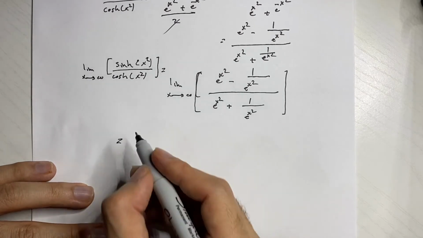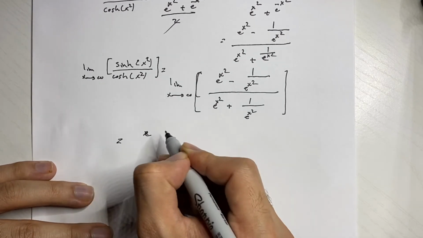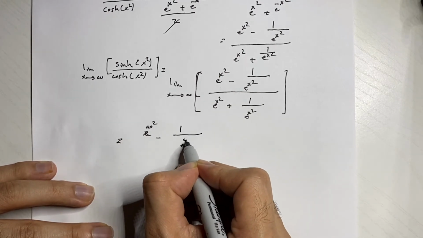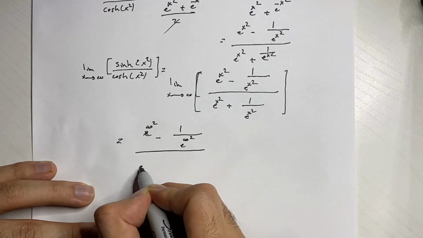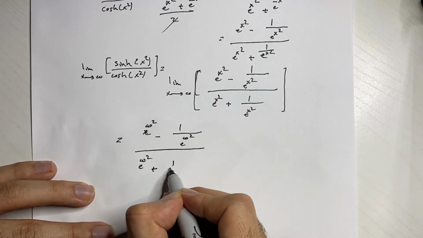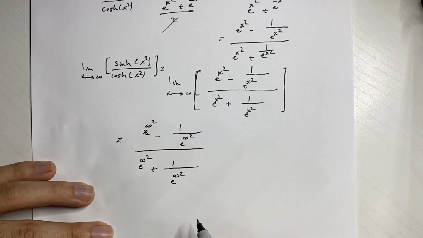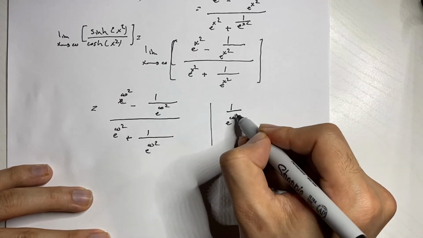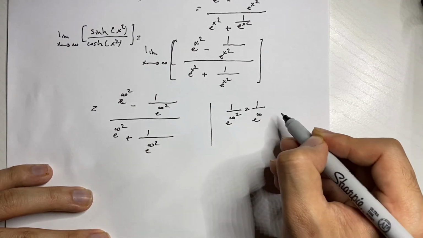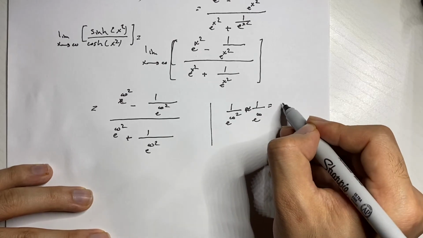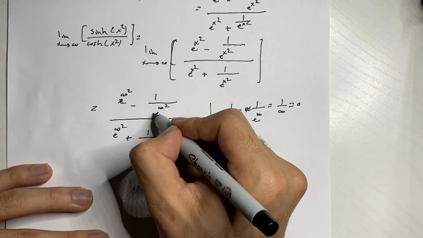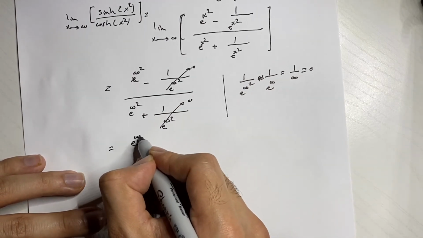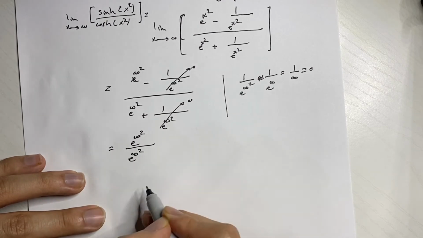Now we plug in x going to infinity, so we have e to infinity squared minus 1 over e to infinity squared, over e to infinity squared plus 1 over e to infinity squared. So remember, 1 over e to infinity squared is the same as 1 over e to infinity, which is the same as 1 over infinity, which will go to 0. So this fraction will go to 0. I'll end up with e to infinity squared and e to infinity squared. These terms are the same, therefore the limit value will be 1.